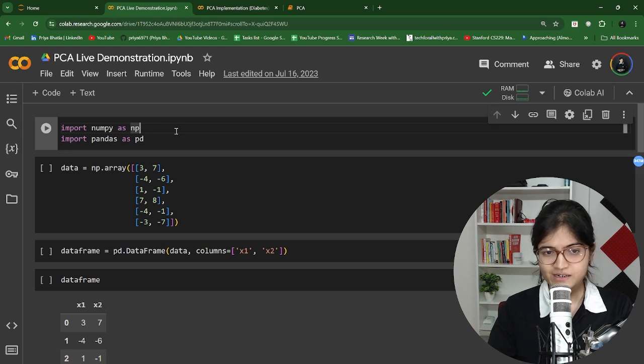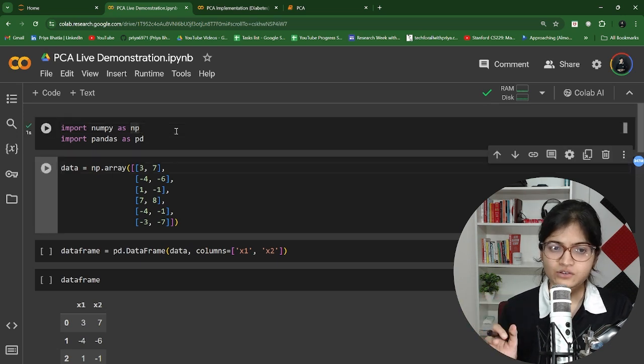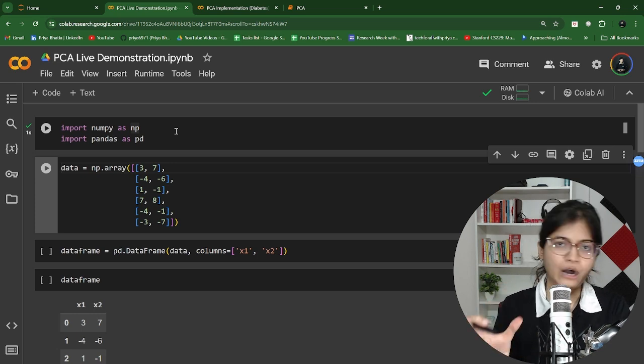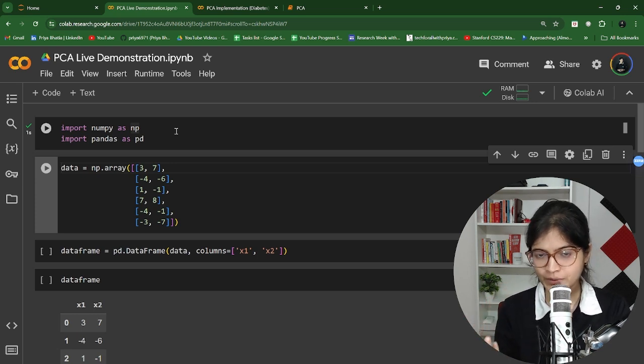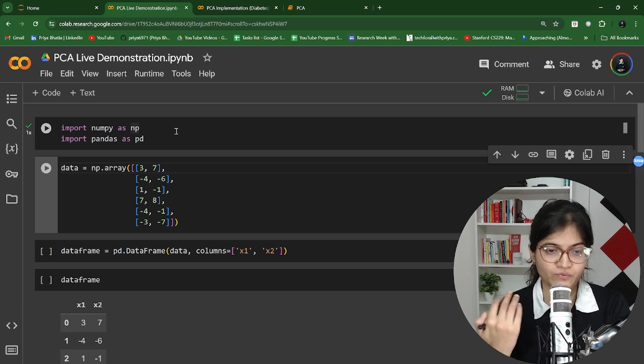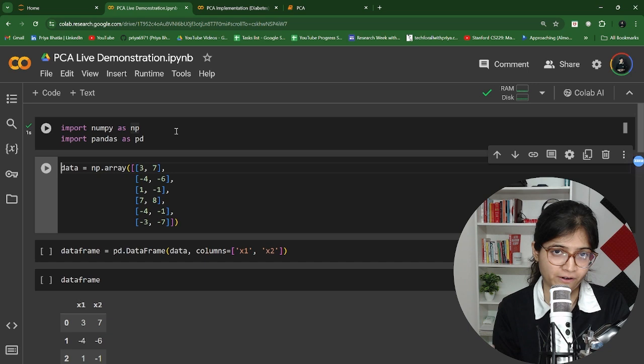So we are importing the packages NumPy and Pandas. By the way, it is not a hands-on implementation. This is just to illustrate how the principal components will be formed. I thought that rather than writing the steps, let me show you, because when we see the visualization, we will be able to understand in a much better manner, right?